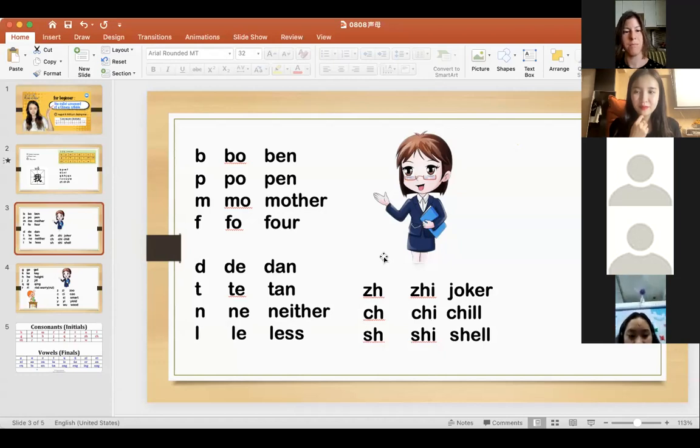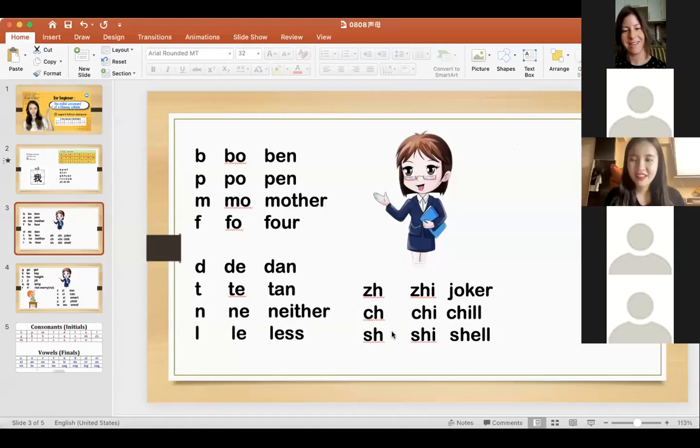Bo, mo, fo, de, me, le, zhi, chi, shi. Perfect. Can I ask where you're from? 你从哪里来？我来自匈牙利。匈牙利. Oh, your pronunciation of Chinese is perfect.